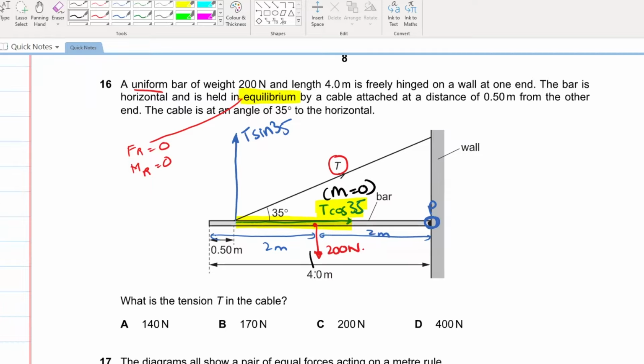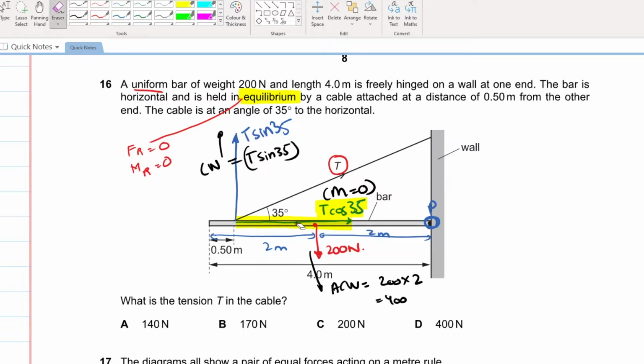The 200 Newton force will generate an anti-clockwise moment that will be equal to what? 200 into 2 meters. That is 400. This T sine 35 will generate a clockwise moment. ये clockwise moment बेटा किसके equal होगा? The force that is T sine 35 multiplied by this distance.